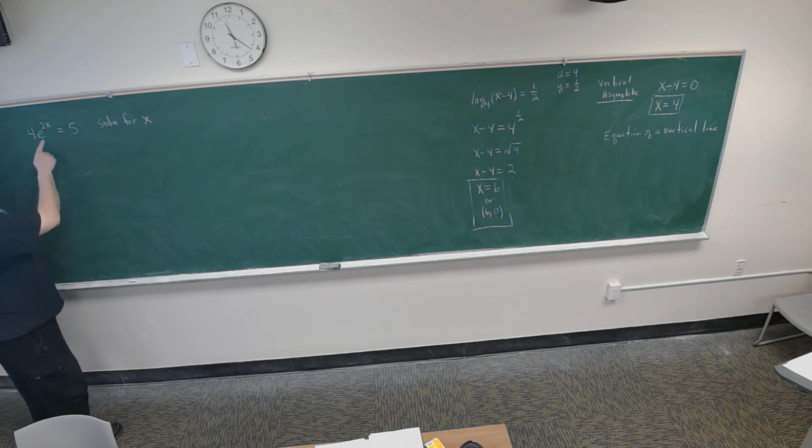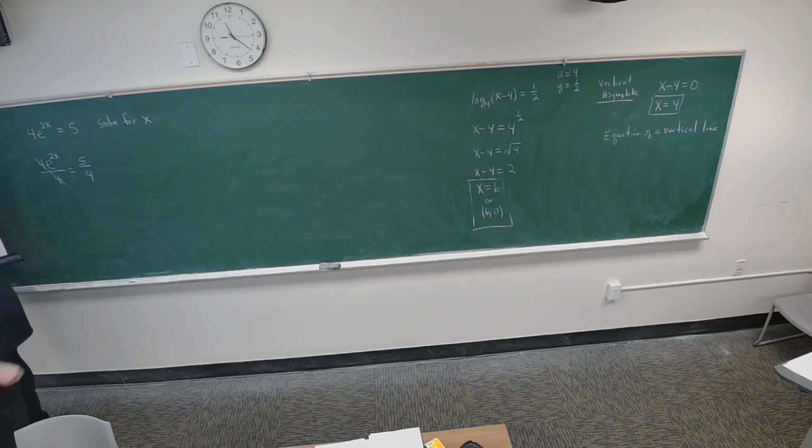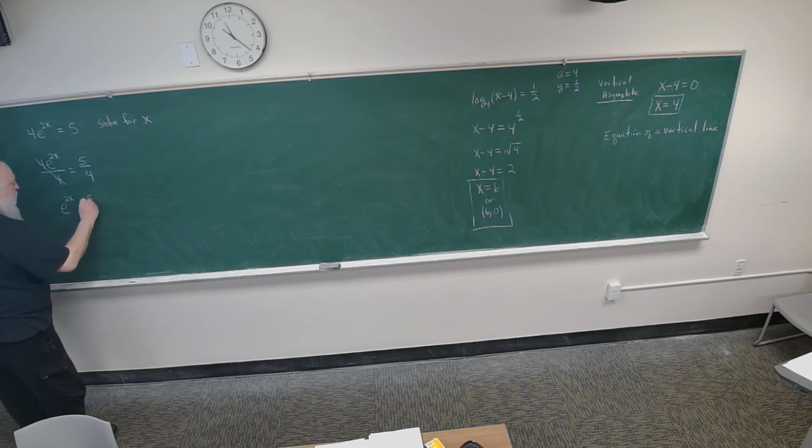So we can isolate e to the 2x on the left-hand side by dividing both sides by 4. So we have 4 times e to the 2x divided by 4 is equal to 5/4. The 4's cancel, okay? And we're left with e to the 2x is equal to 5/4.